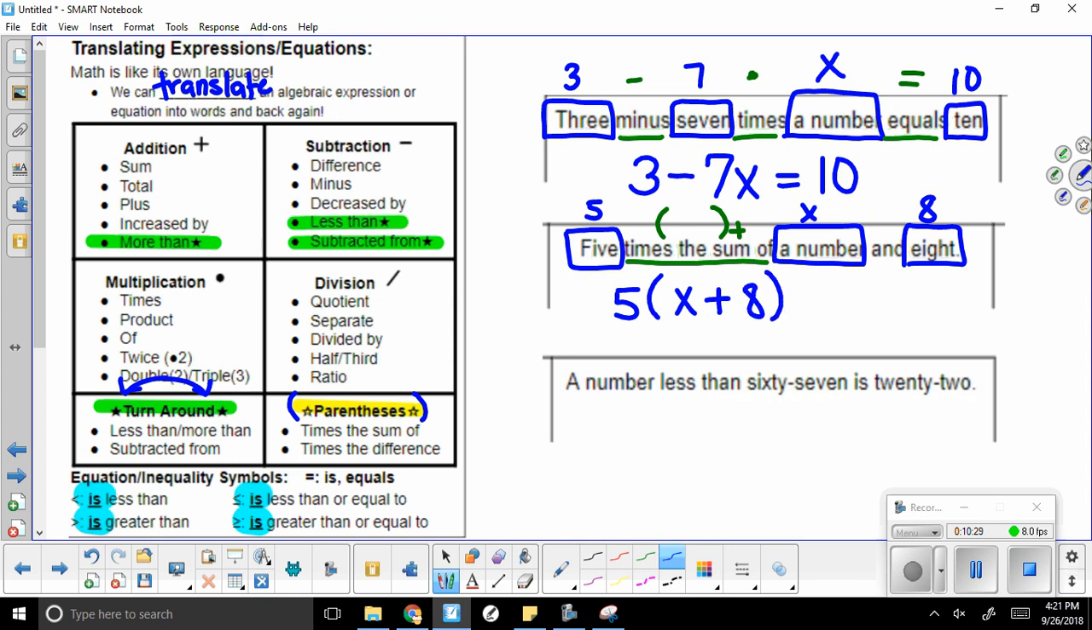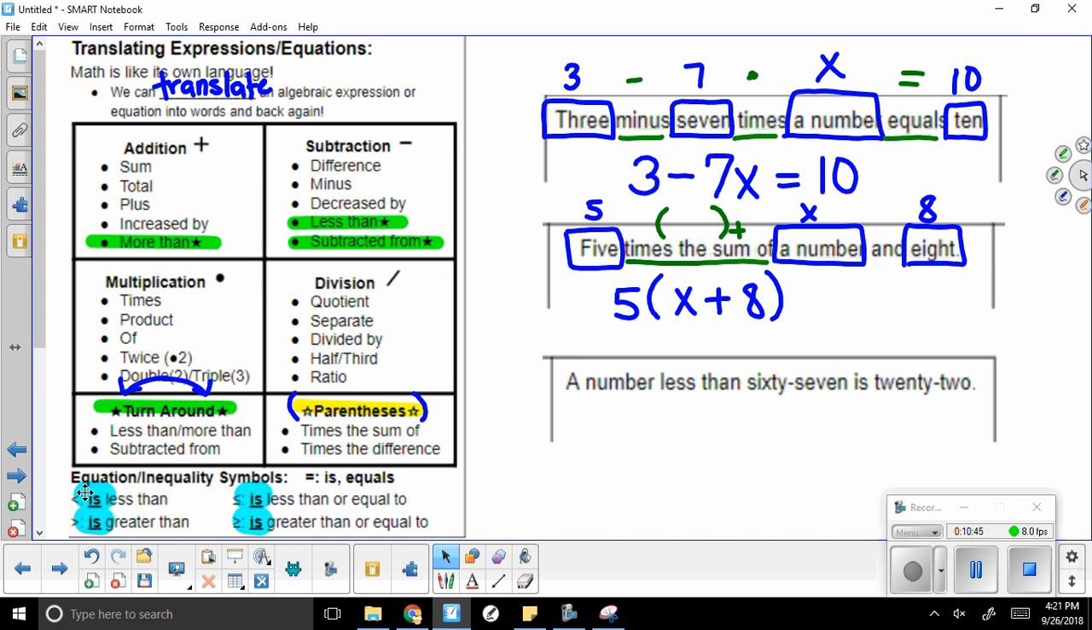Let's check that I have everything in here. I have all 3 numbers that I wrote down, I have my parentheses, and I have a plus sign for sum. So I have everything that was in that statement. So this is, again, an expression because it doesn't have an equal sign in it.